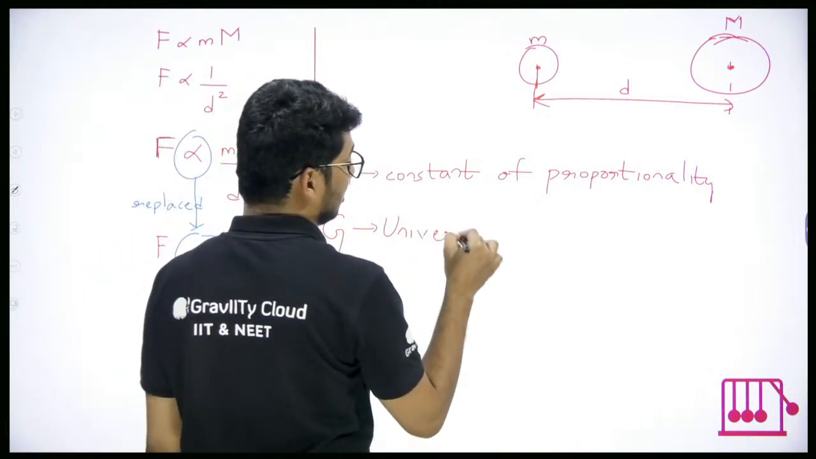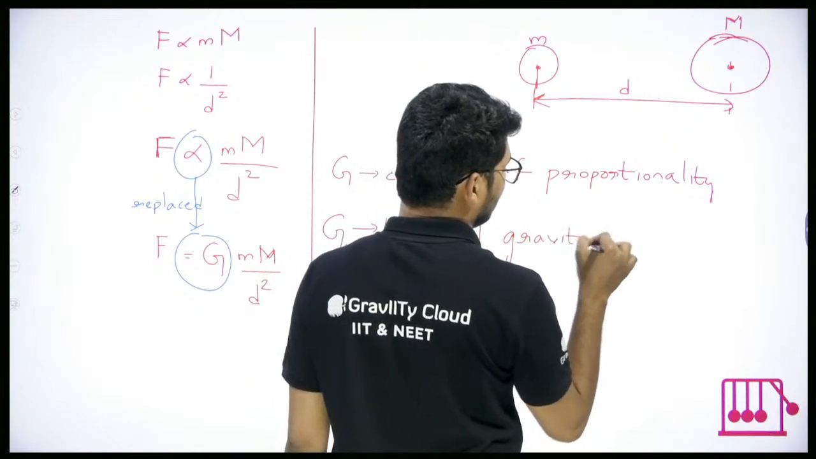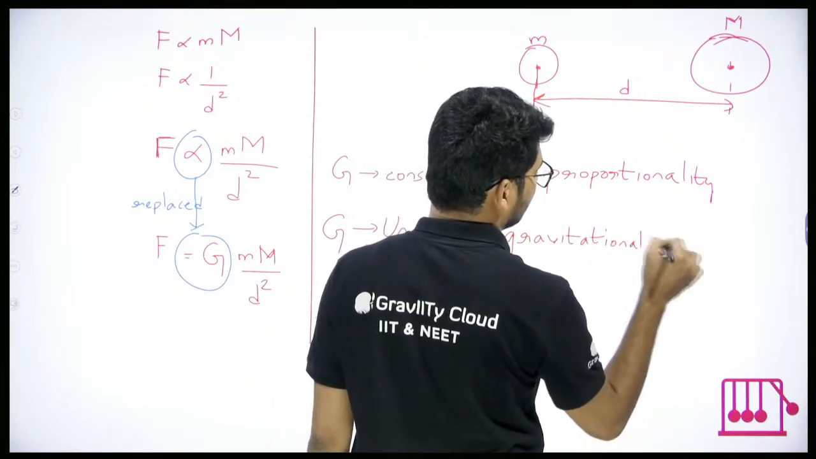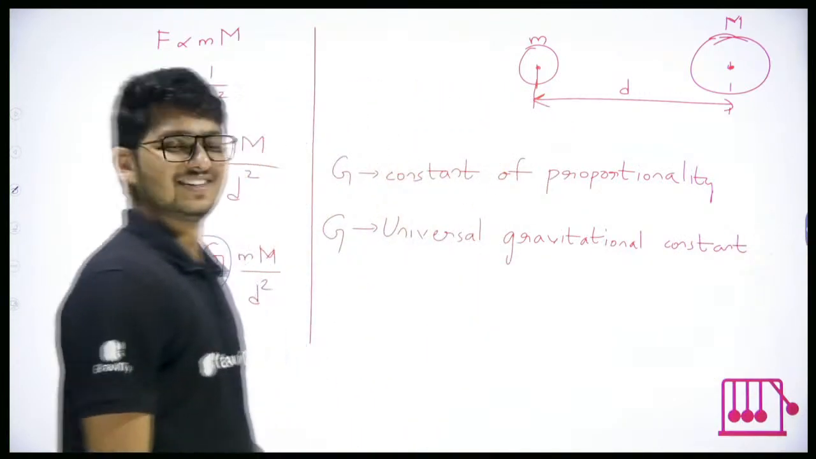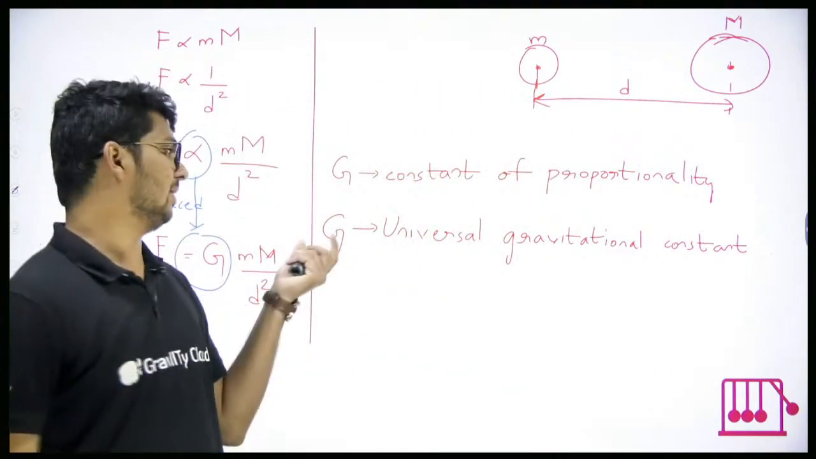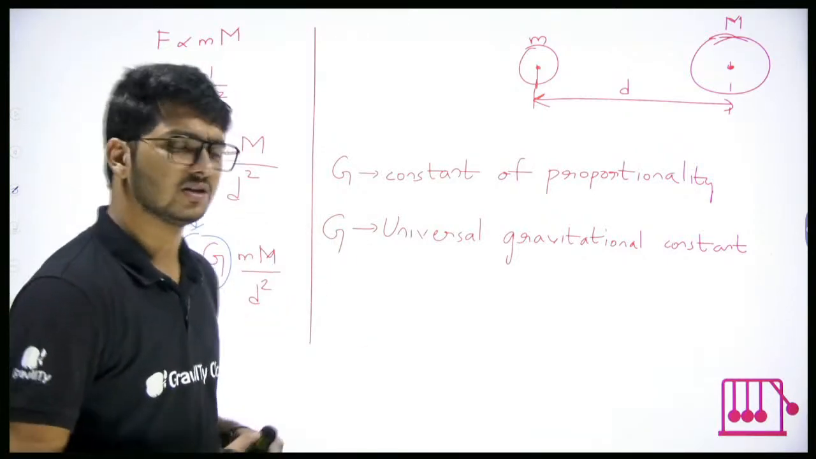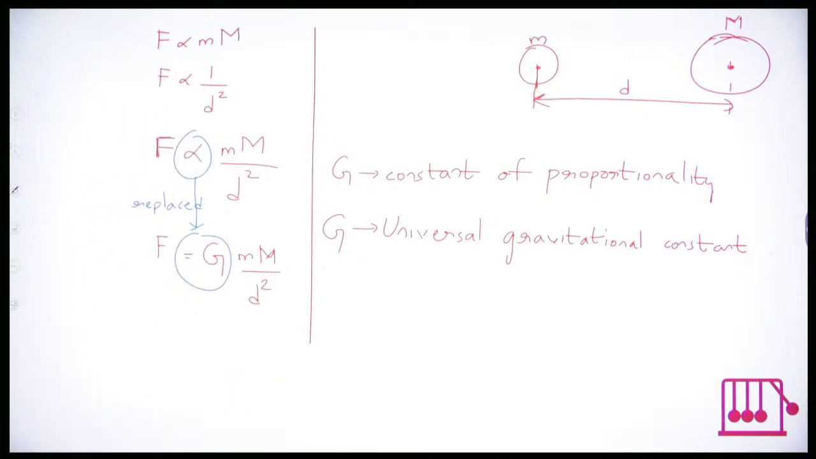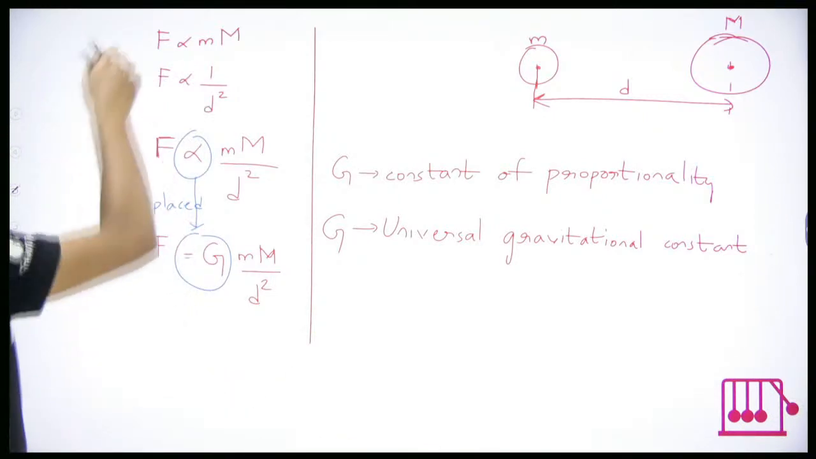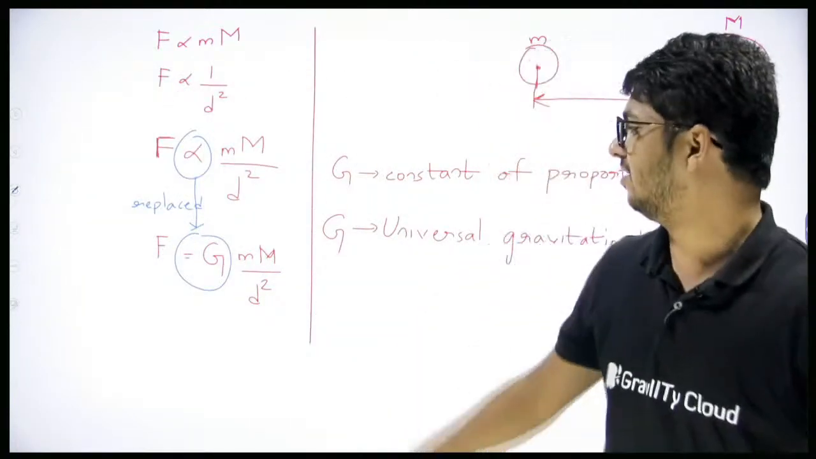Universal gravitational constant. The name is very important, by the way. Very simple, but it's very important. What is capital G? Capital G is just a constant, and its name is universal gravitational constant. Okay? Simple. So these are some simple 4 steps that you have to show to get this formula.